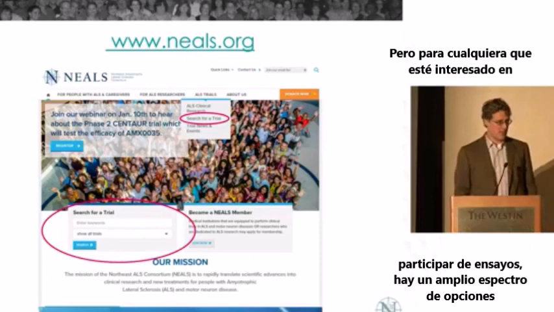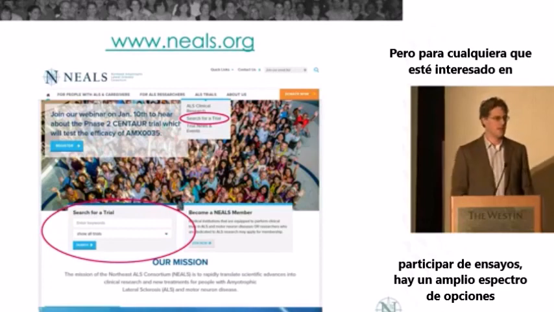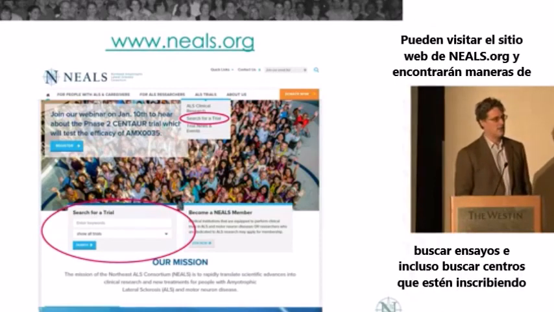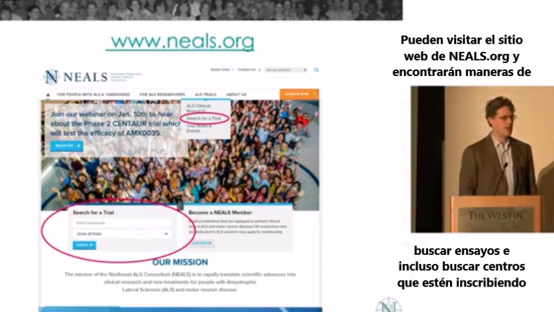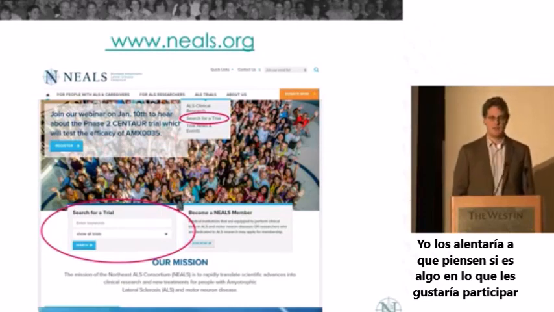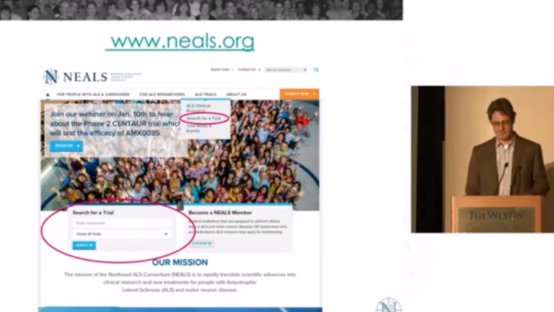And if you're somebody who wants to be involved in trials, it can be a dizzying array of options out there. You obviously want to talk with your clinicians. You can also visit the Northeast ALS Consortium webpage at neals.org. And there are ways to search, I've sort of circled them here, but there are ways to search for ongoing trials and even search for sites that are enrolling for those trials. And I would just encourage you to think about whether that's something you'd want to do.